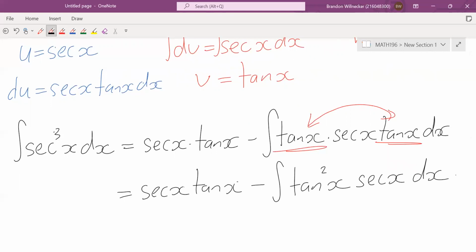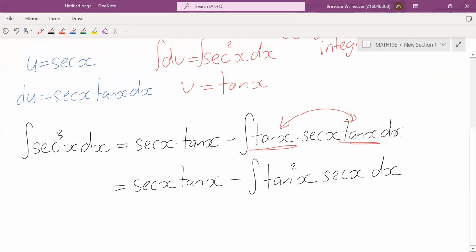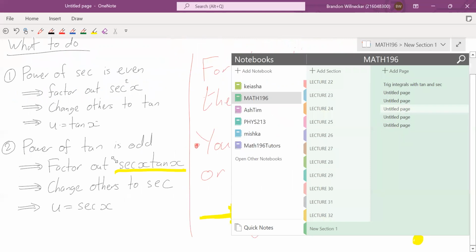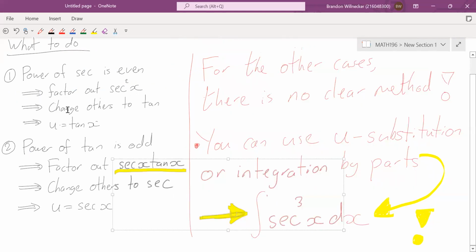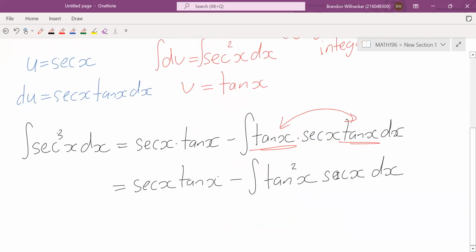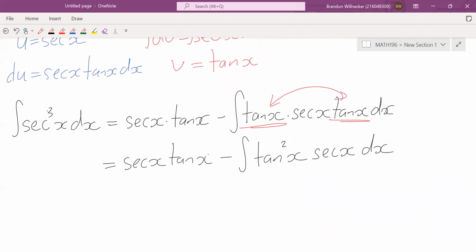So what can we do now? We have tan squared times sec x dx. Let's go back to our little thing here. If the power of sec is even, we do that. If the power of tan is odd, we do this. Those are the two cases. Let's see if we can use that here. That's not really going to help us here, because we've got an even power of tan and we've got an odd power of sec.